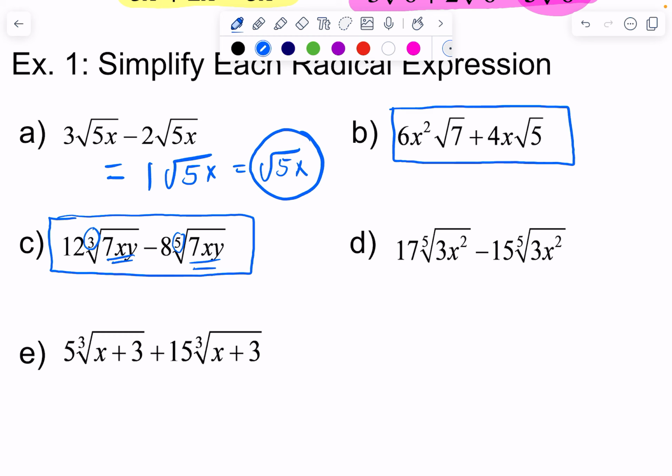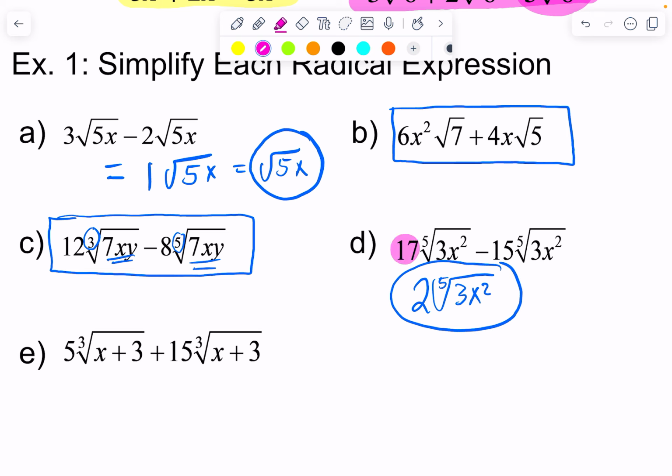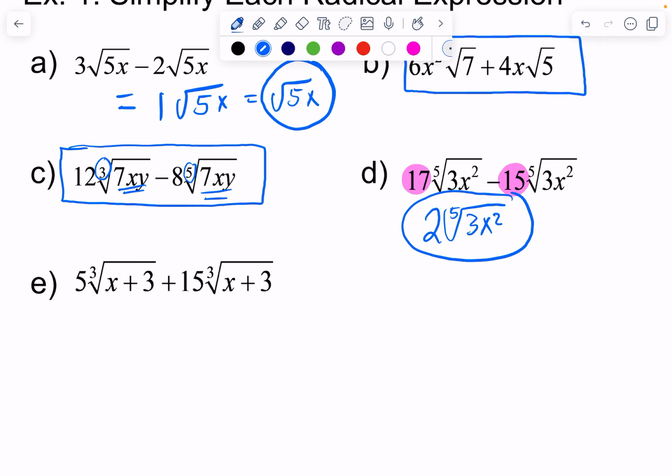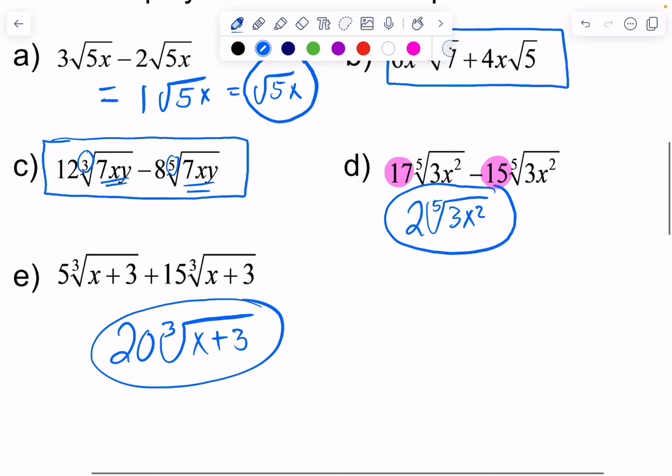But 17 fifth roots of 3x squared minus 15 fifth roots of 3x squared does equal 2 fifth roots of 3x squared. Again, when they're like radicals, you simply go ahead and combine the coefficients and keep the radical and the radicands identical. In other words, the same. I have 5 cube roots of x plus 3 plus 15 cube roots of x plus 3, which gives me 20 cube roots of x plus 3. All right.